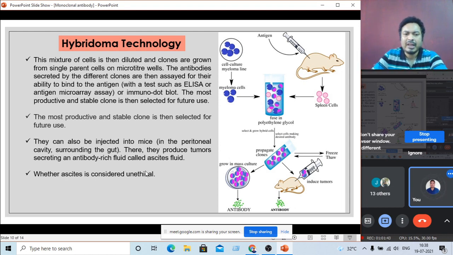And this mechanism is completely stopped because it is unethical, and all the mice have to be killed to collect the ascitic fluid. So you can see this is the injection of this particular mice, and from the ascitic fluid we can collect the antibody. This is one mechanism, or otherwise we can get the antibody from this particular mechanism.